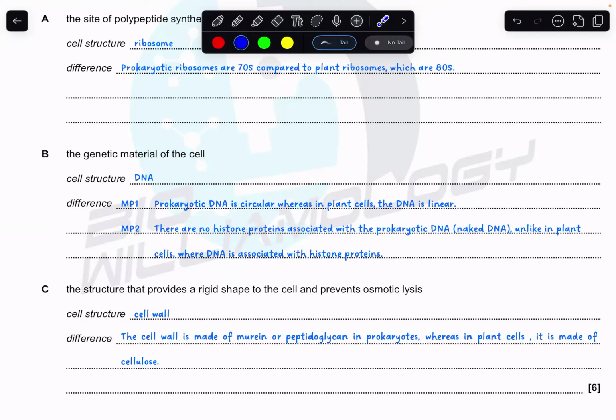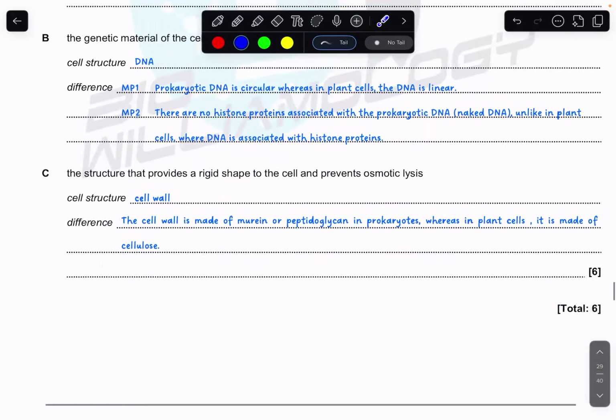The structure that provides the rigid shape to the cells and prevents osmotic lysis is the cell wall. But the cell wall is made of murein or peptidoglycan in prokaryotes, whereas in plant cells it is made of cellulose. So, cell wall: murein or peptidoglycan in prokaryotes, but cellulose in plant cells. Very, very simple.